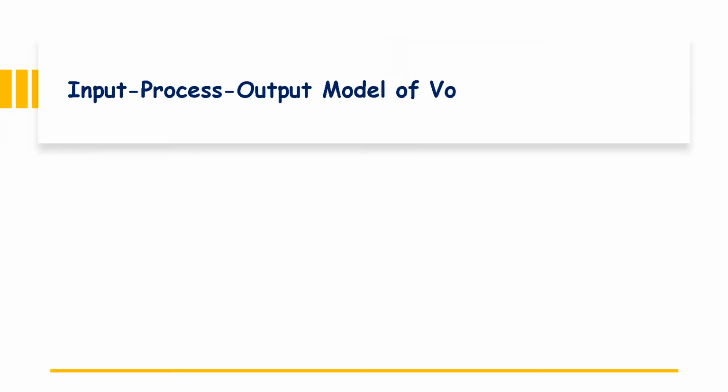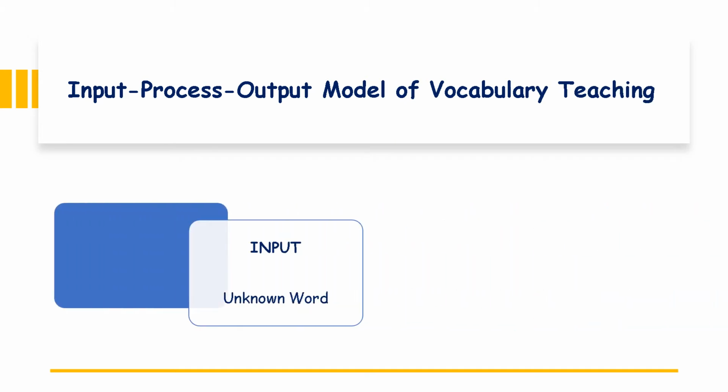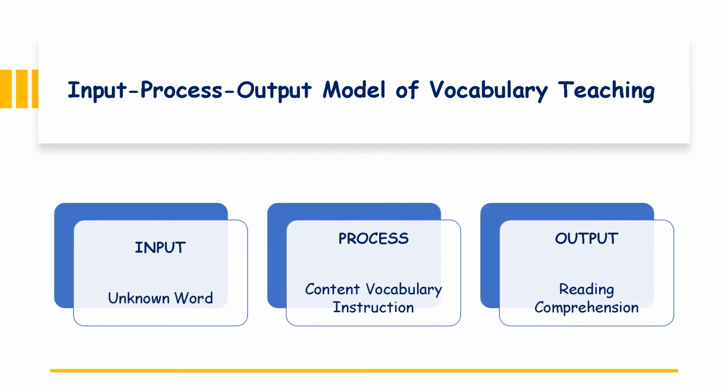Learning is a process, and in this discussion, I adopted the IPO model or the input, process, output model. We can see in the diagram that the teachers input the unknown words to the learner's cognition. For this unknown word to have sense to the learners, the teachers will execute varied content vocabulary instructions that meet the objectives of the lesson and expect that the learners will comprehend the reading or discussion after the lesson.